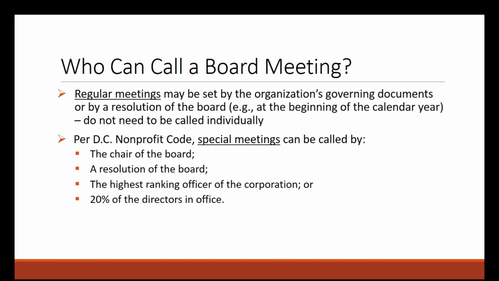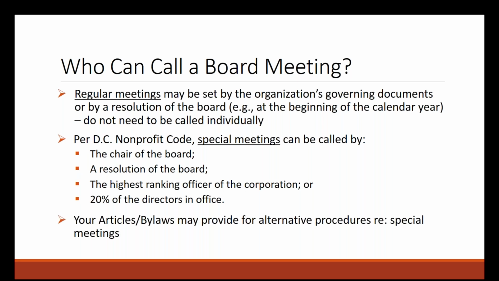On the other hand, per the DC Nonprofit Code, special meetings can be called by either the chair of the board, a resolution of the board, the highest ranking officer of the corporation, so like that could be your CEO, or 20% of the directors in office. So the idea here is that you don't want anyone to be able to call a special meeting at any time. You want to have some controls over it, or else the board's going to be dragged into maybe an unreasonable or unmanageable number of meetings throughout the year.